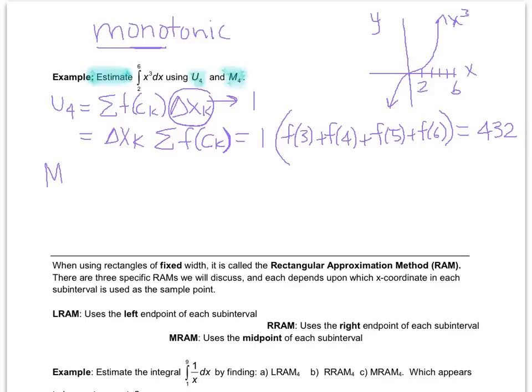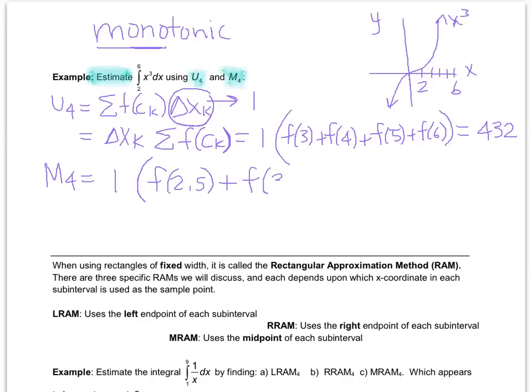For the midpoint Riemann sum, using 4 subintervals, again, our delta x, our width, is still going to be 1 for each of the subintervals. And we're going to go from 2 to 3, 3 to 4, 4 to 5, and 5 to 6. So that's still going to be 1. And if we want to add up all of our y values, now remember the midpoint doesn't depend on the y value. The midpoint is asking you to take the midpoint of each of the subintervals. So we're going to use f of 2.5. That's the midpoint of the first subinterval.